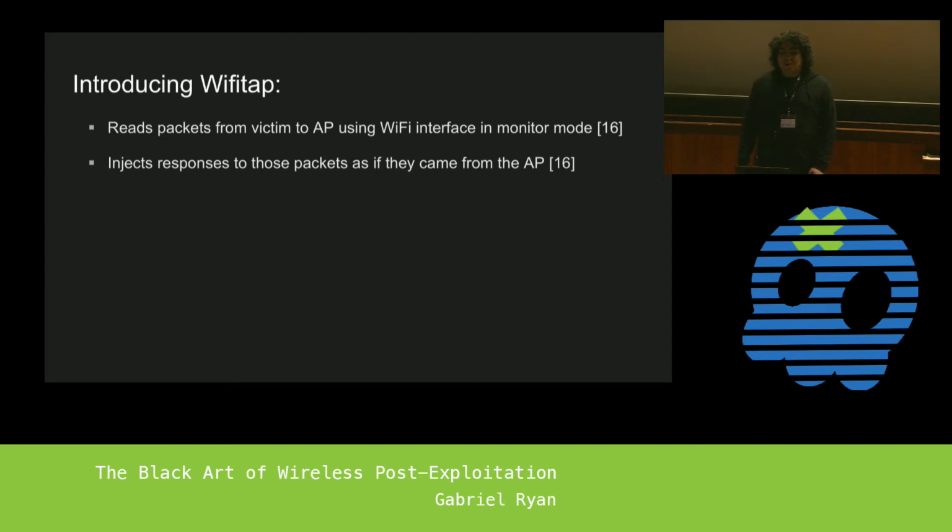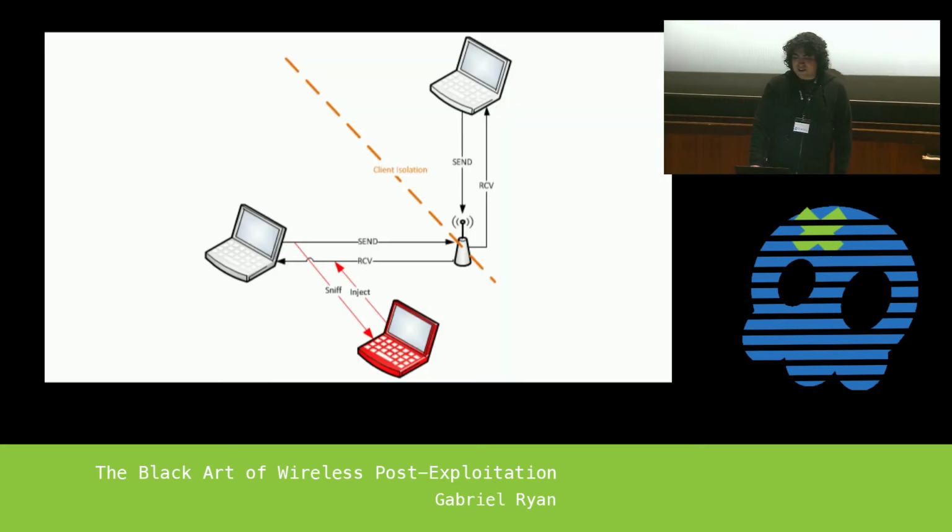The way Wi-Fi Tap works is that it reads packets from the victim to the AP using a monitor mode interface and injects responses to those packets as if they came from the access point. And this is really cool because it lets you get around the client isolation issue. If this laptop receives packets that are coming directly from another laptop, it's going to be like, well, wait a minute, this packet is not coming from the access point, therefore I'm not going to honor it. But if you just inject a packet as if it's coming from the access point, you can get around it that way.